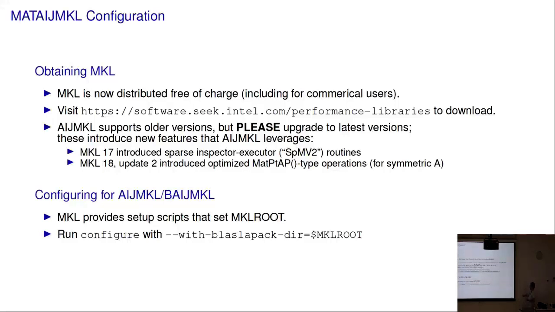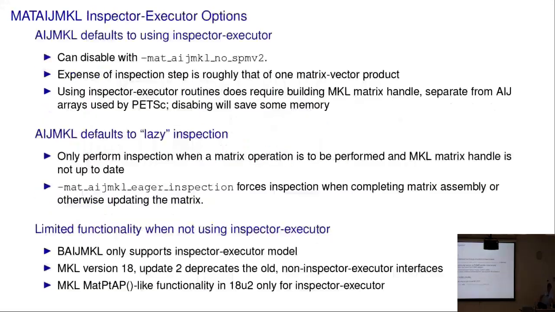And then once you've got your MKL installed, configuring to use AIJMKL is pretty easy. MKL is going to give you some setup script that you call that's going to set things like your MKLROOT environment variable correctly. And then once that's set, you just run configure and say, hey, my BLAS/LAPACK directory is there. And then it should build with support for using this matrix class. I mentioned the main reason I wanted to do this was to take advantage of the sparse inspector-executor stuff. That's what we default to using. I do know that you can disable that in case you want to do some experiments on how much that helps or hurts you.